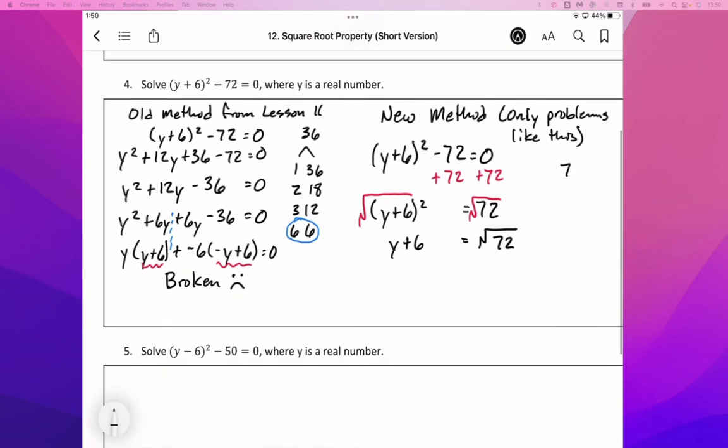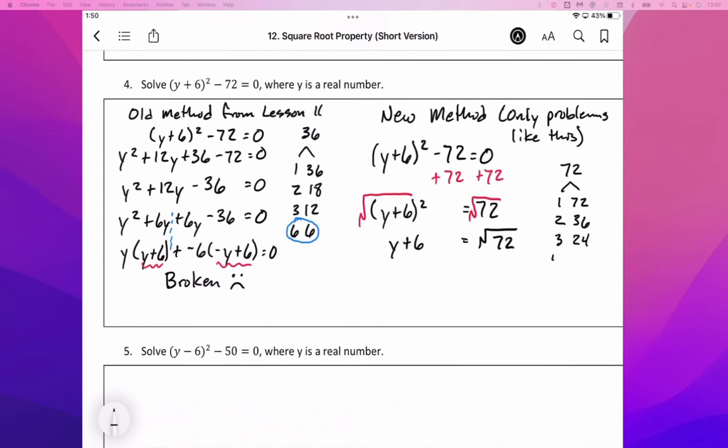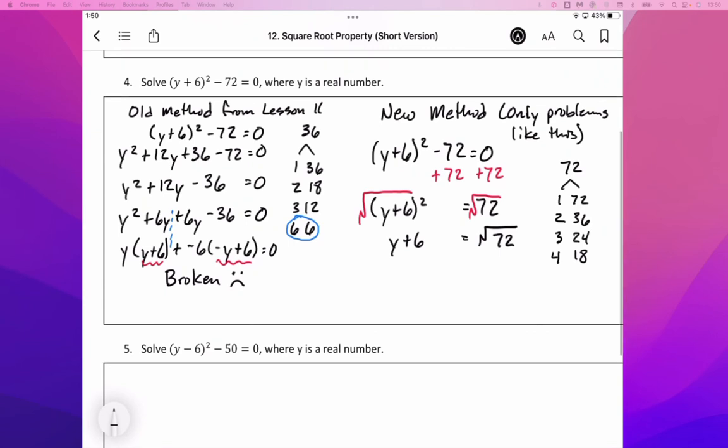So the square root of 72 is going to be, we're going to come up with factors like we have before. 2 times 36, 3 times 24, there's a lot. 4 times 18, 6 times 12, 8 times 9. There's a ton of them.